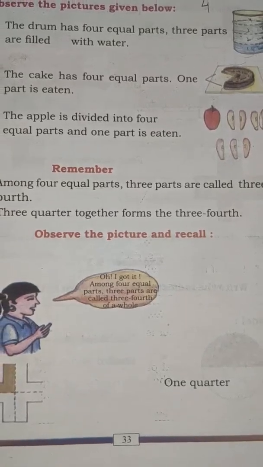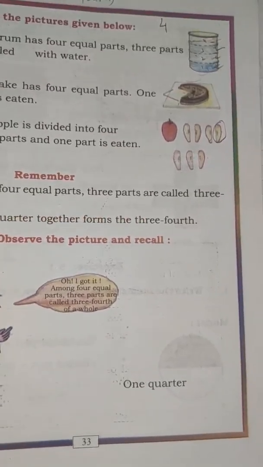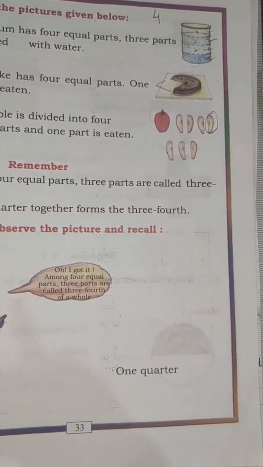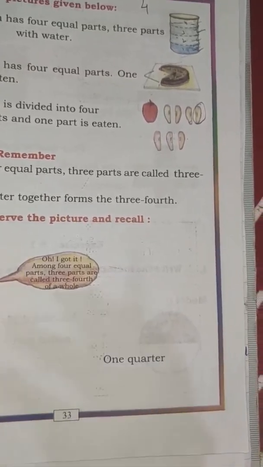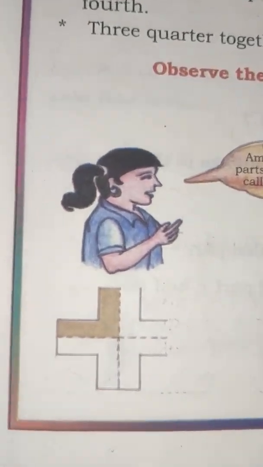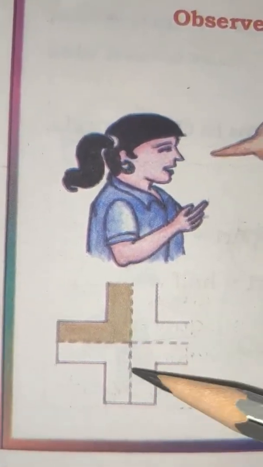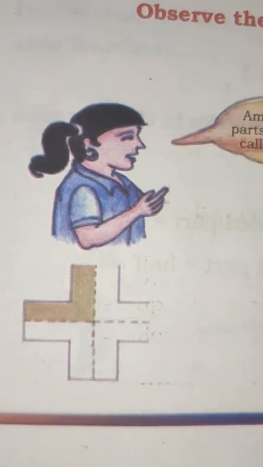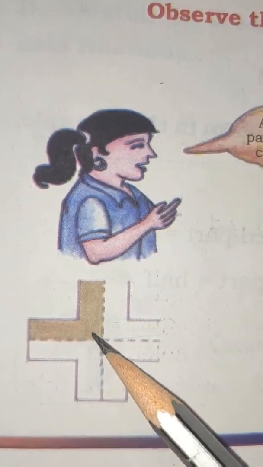Children, let us recall what is 1/4, half or 2/4, 3/4, or what is 4/4, by taking a few examples here. Children, can you see this picture here? How many equal parts are there here? 1, 2, 3, 4. 4 equal parts. Now tell me how many parts are shaded here? Only one part is shaded here.